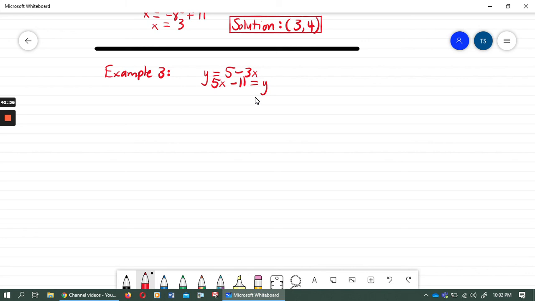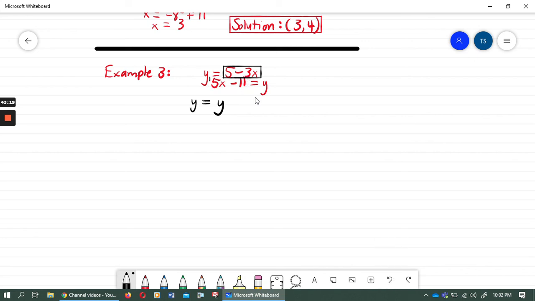So when both equations are solved for the same variable, first let me write it out. Everybody realizes that y equals y, correct? So here we have two equivalent expressions: this part, the 5 minus 3x, and this part here, the 5x minus 11.